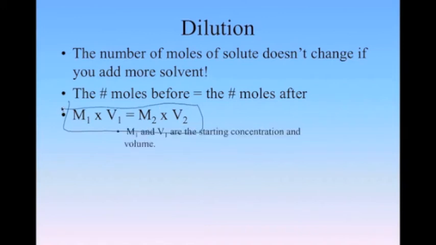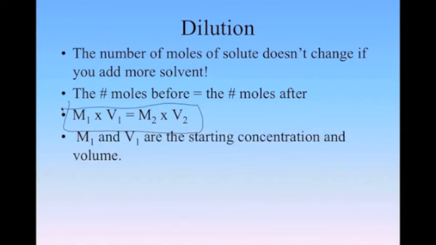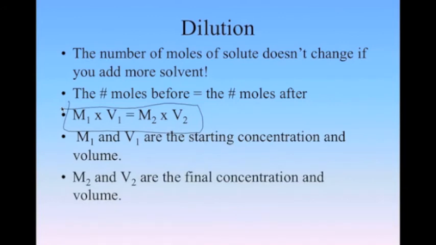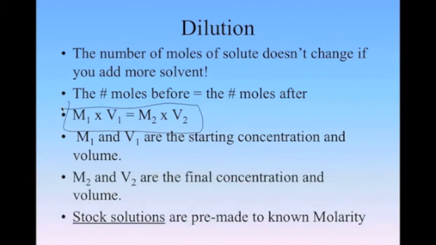where we have M1V1, which is our starting concentration and volume, and M2V2 are our final concentration and volume. Basically what we use is a stock solution. They're pre-made to a known molarity, and all we do is take a stock solution and dilute it down by adding in more of the solvent. This is kind of like our Charles's law or Boyle's law, where we had P1V1 equals P2V2. Same exact type of algebra that we would use, except here we're dealing with molarity and volume.